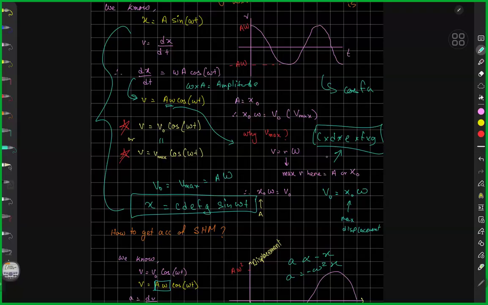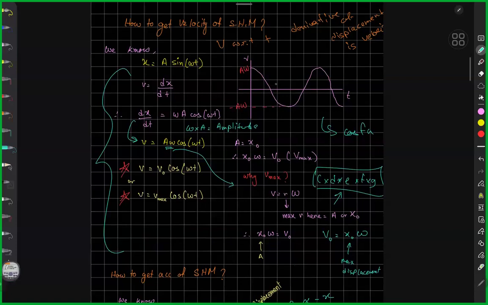Whatever the constants are, whatever is in front of the sine function as constants, if these are multiplied with each other, the product is going to be the amplitude. And the amplitude denotes the maximum value of whatever is over here. So if we are talking about the amplitude over here, this is the max value of displacement. If we are talking about the amplitude over here, this is the max value of the velocity. That's it. Nothing else.